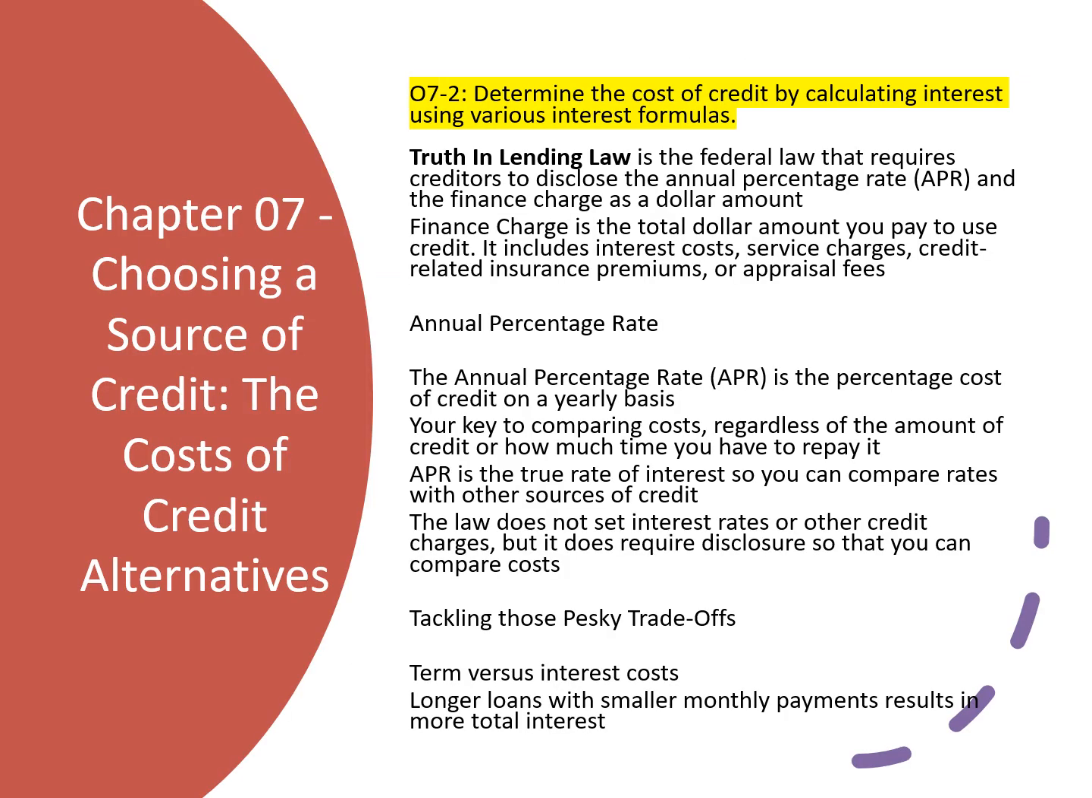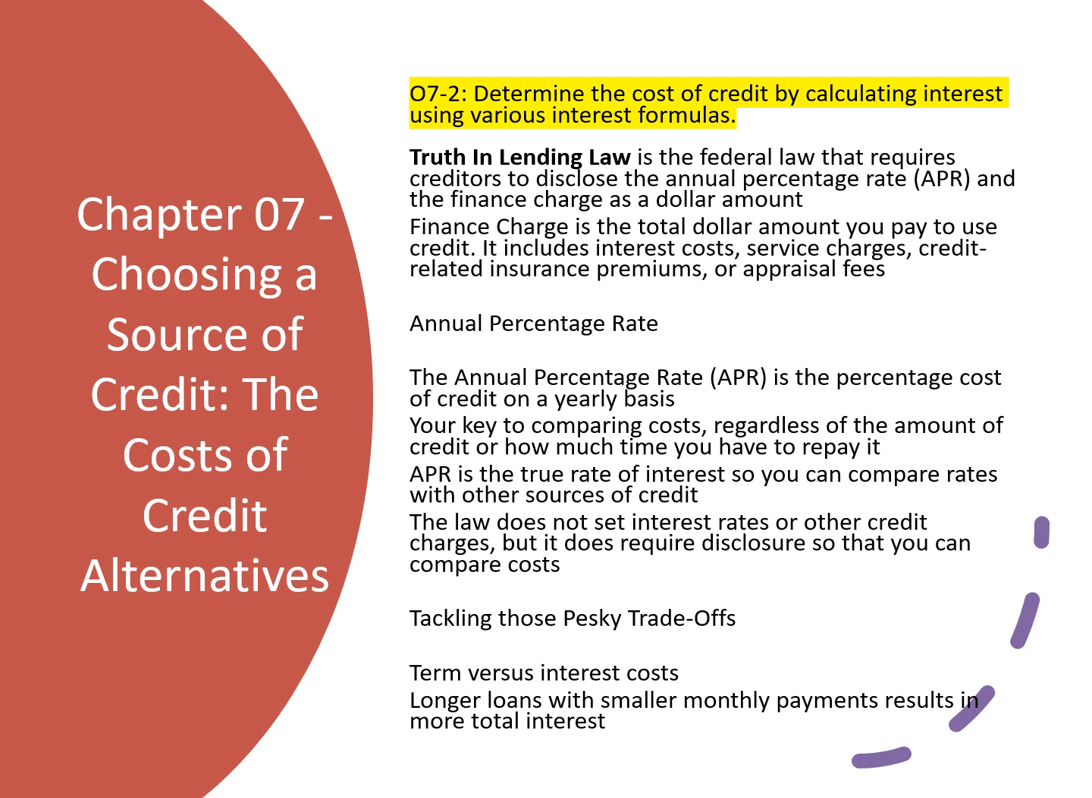There are various laws that have been put in place at the federal level. It's the Truth in Lending Law, where you have to disclose the APR, the annual percentage rate. That is not just the stated rate of interest, but also includes any interest costs, service charges, credit-related insurance premiums, or any appraisal fees. That's how we arrive at the APR. It's like the fully loaded interest rate, if you will.